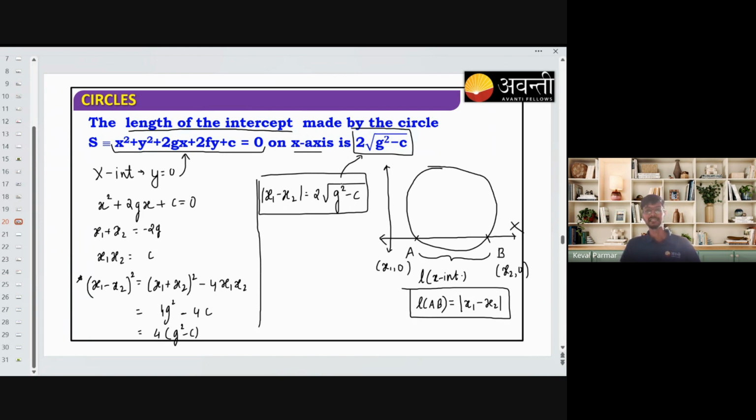Now, similarly, what will be the length of the y-intercept? Very simple. The length of the y-intercept will be 2 under root of, here it was g, here what will come? f square minus c. Simple. So the length of the x-intercept is 2 under root of g square minus c. The length of the y-intercept is 2 under root of f square minus c. I hope you understood it.